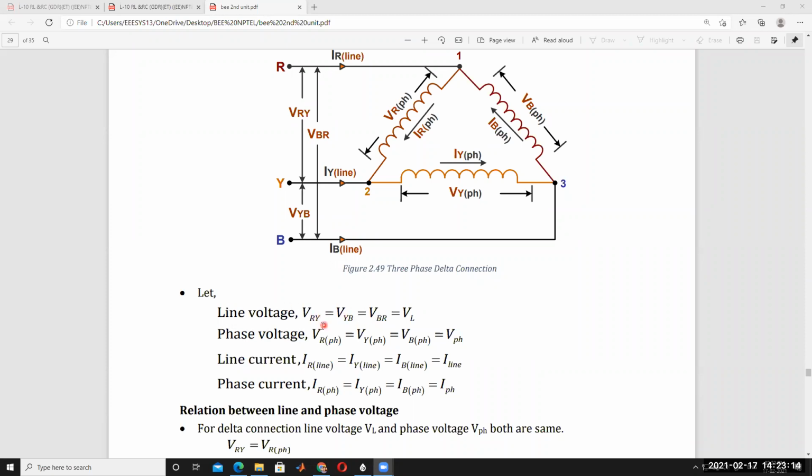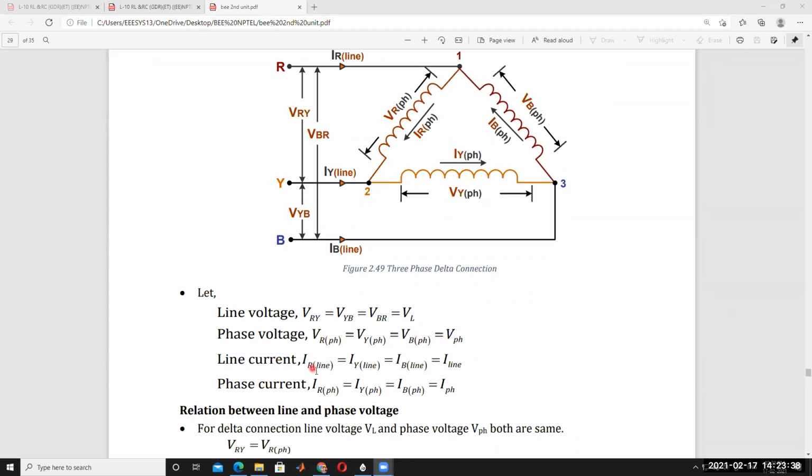It's clear. For an unbalanced system, VRY is not equal to VYB, not equal to VBR. Okay, so I'm discussing a balanced system only. This is called line voltages. And then phase voltages, VR phase, VY phase, VB phase, that is equal to V phase. All phases are equal in magnitude.